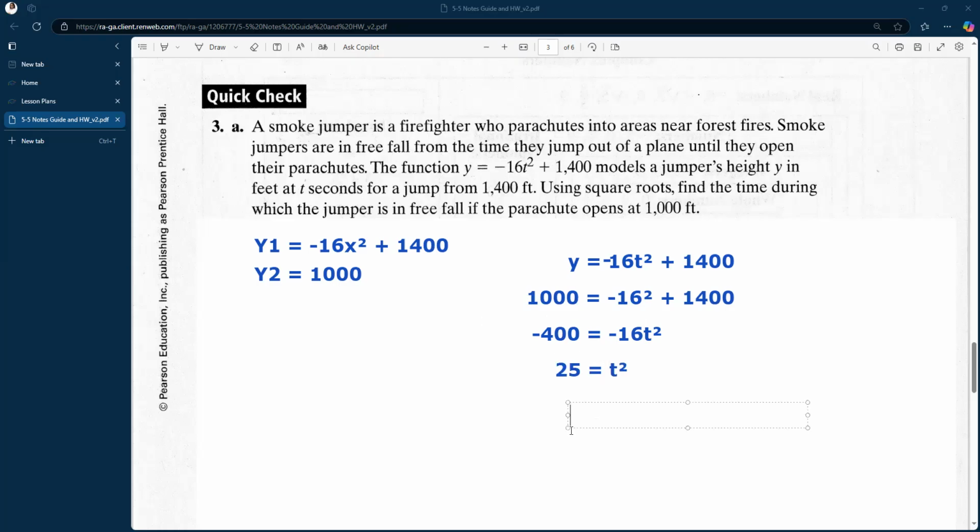As mentioned, I like my variables on the left side, so I will use my symmetric property just to switch them. Take the square root of both sides. I will get positive and negative 5. Time, just like distance, cannot be negative. So t equals 5 seconds. That is the time the jumper is in free fall if the parachute opens at 1,000 feet.